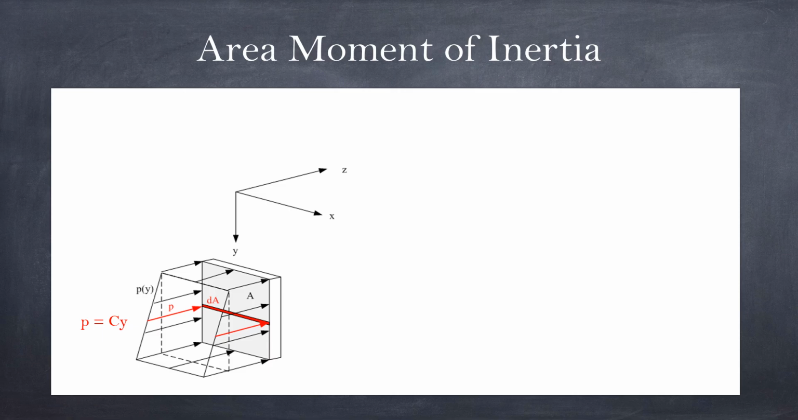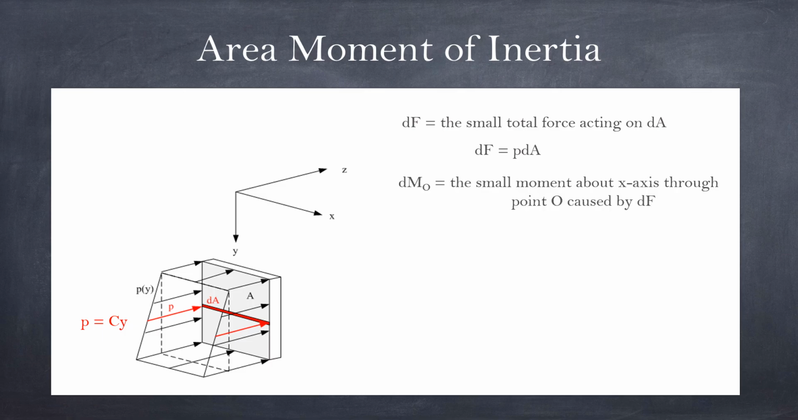So let's look at the equation. If we say that there is a small force dF acting on the small area dA, that small force dF will equal the pressure itself times the area. The pressure, in this case we use lowercase p, times the small area dA. Now, as I said, we want to take the moment about the x-axis through point O, so we need to find the arm.